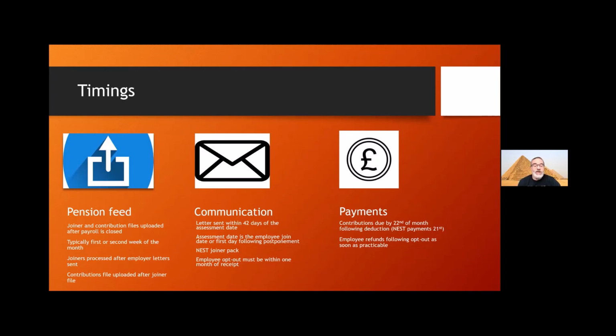A further stage of the communication is that the Nest joiner pack will hit that employee, as I say, within 3 working days of us uploading the details to Nest. And then the employee must opt out within 1 month of receipt. So they've got to do something with it if they expect their contributions to be refunded. If they're not bothered about that, they don't need to act so quickly.